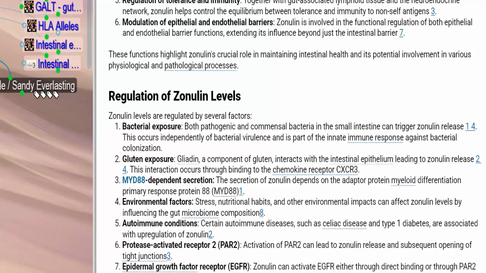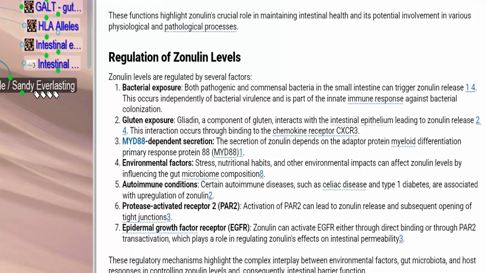As far as regulating those zonulin levels, that's really important. If you've got chronically high zonulin, those gateways are going to be open longer than they should be. So it's regulated by bacterial exposure. Both pathogenic and commensal bacteria in the small intestine can trigger its release. And then we already talked about gluten exposure. That interacts with the intestinal epithelium, leading to zonulin release. Again, that's really a problem for people who are gluten sensitive and those with celiac disease. Those are two different things. Not so much with healthy people.